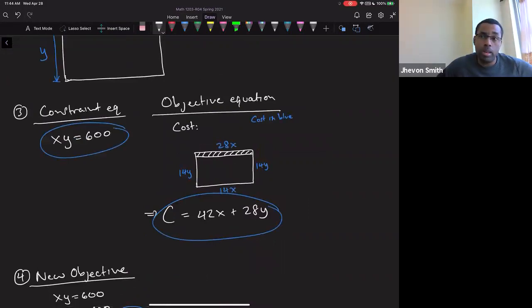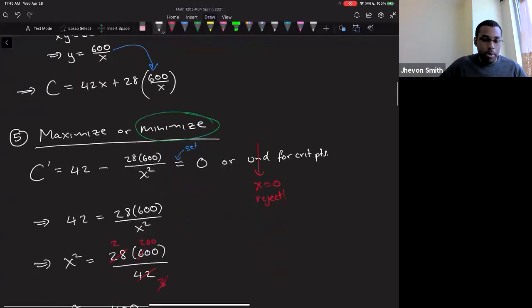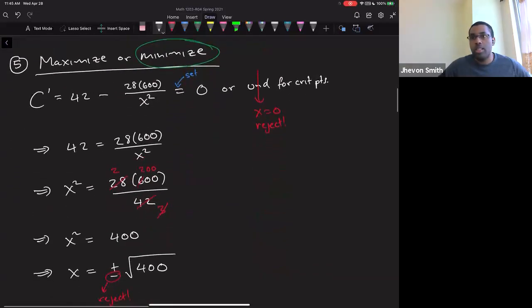And then you're going to describe the objective equation, which is the function that describes the thing you want to make big, as large as possible or as small as possible. And you're going to get the new objective by solving for one variable in your constraint, plugging it into the objective. That puts it in one variable where now you can do calculus on it, calc 1 calculus.